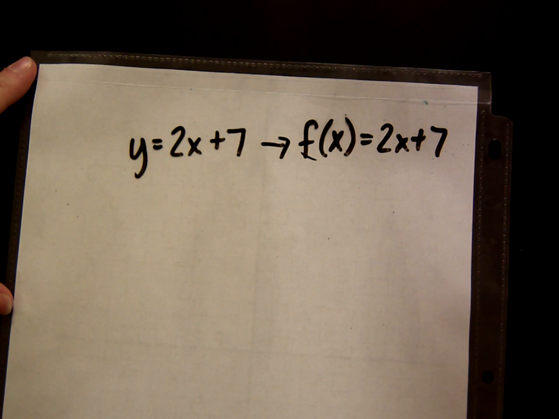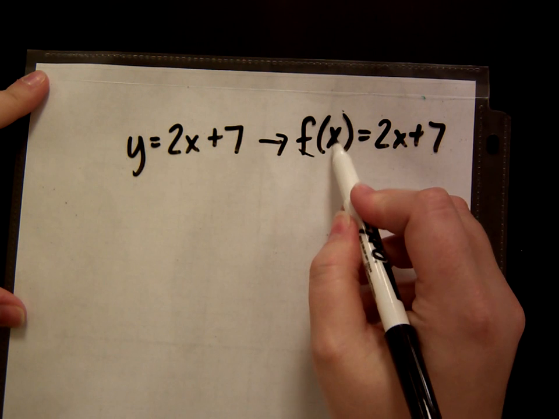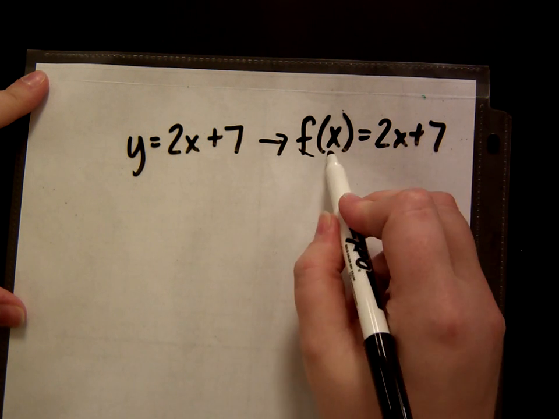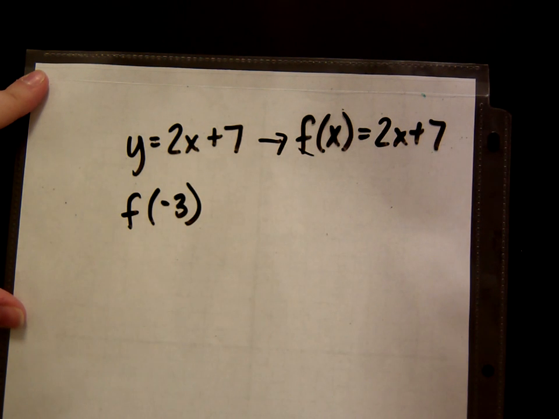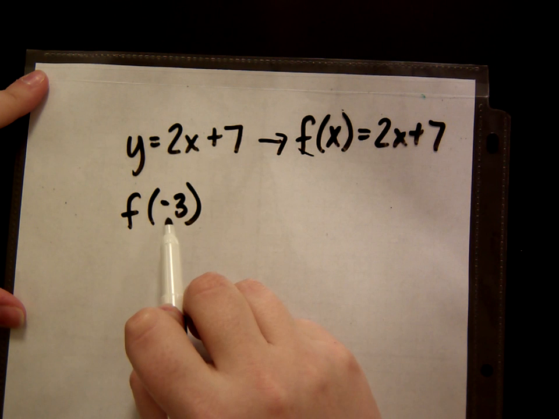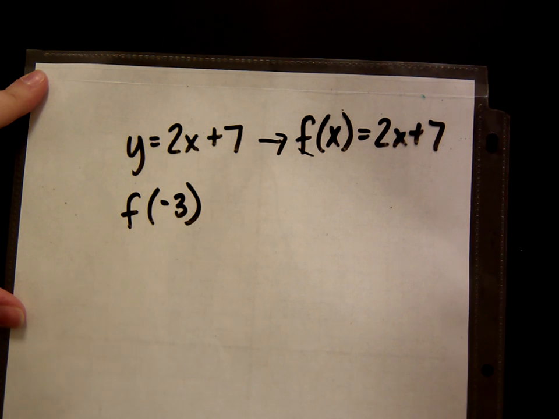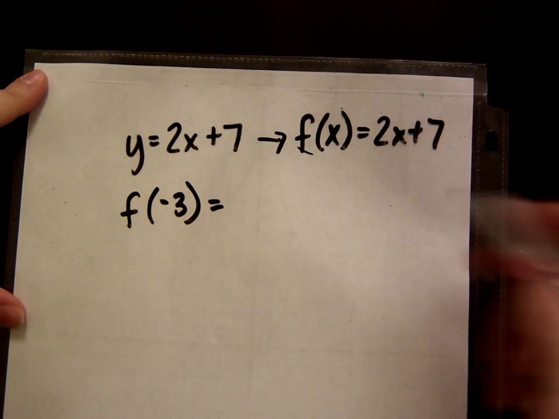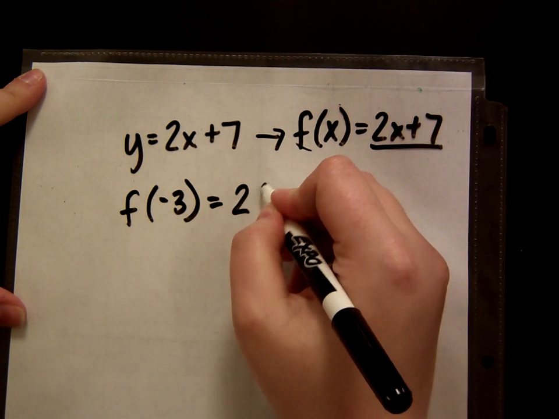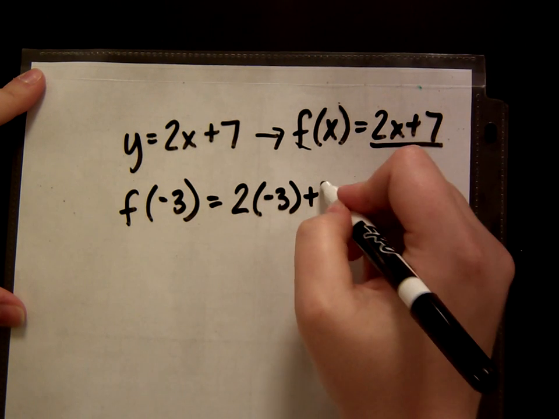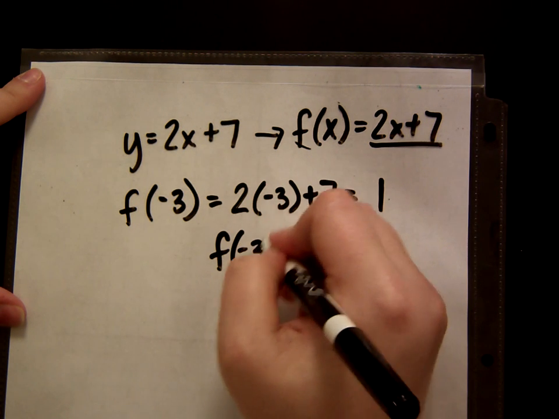Well, the difference is, if I wanted to find a specific y value, a specific output for a specific x, it's very easy to do by writing it like this. What this means is I want to evaluate the function for when the x value is -3. And the way you do that is just plug it in. So what I'm going to do is I'm going to take my function and plug in -3 for x. So 2 times -3 plus 7. This gives me 1, which means f of -3 is 1.